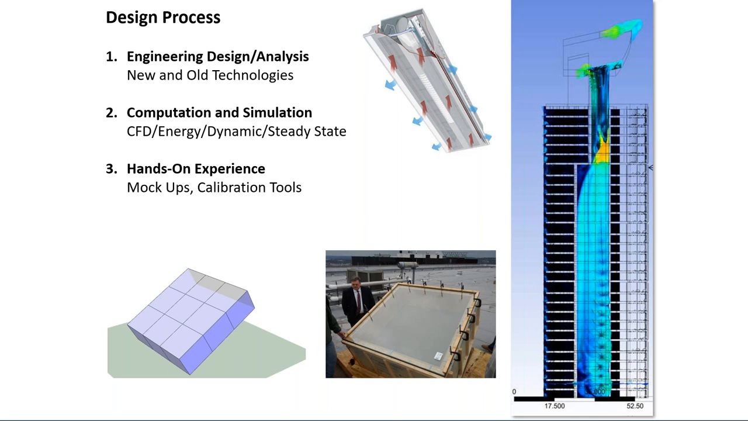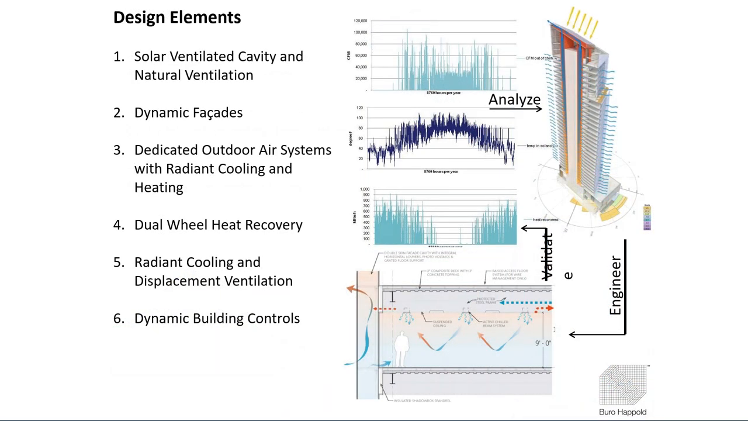When you're getting into projects that have this type of innovative approach, it's important to do mock-ups to make sure that your simulations are actually going to happen in the real physical environment. And so we analyzed a lot. There's a solar ventilated cavity and natural ventilation, and the shape of the building was actually driven by some of the engineering calculations, which is unusual. It has dynamic facades that open and close depending on the time of year. And it has passive chilled beams to do radiant cooling.